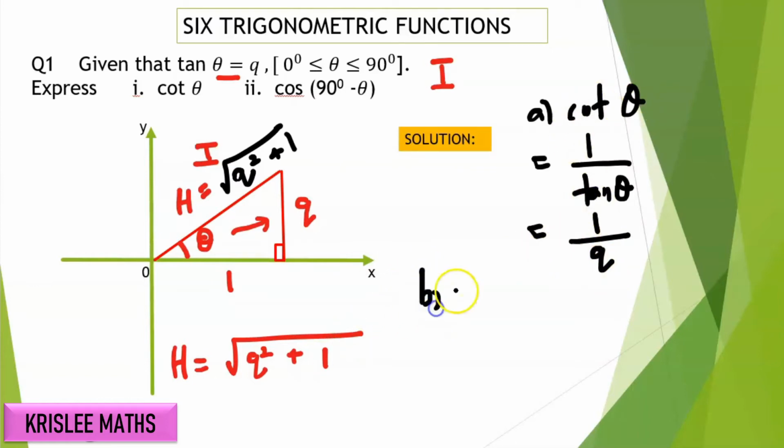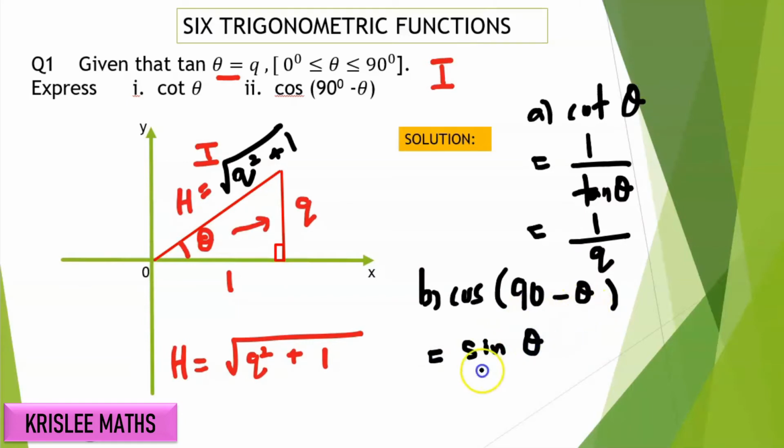For the second question, you are given cos of 90 minus theta. We just learned complementary angles. The cofunction of cos is sine, and the complementary angle of 90 minus theta is theta. So here sine theta equals opposite over hypotenuse. That will be q over the square root of q squared plus 1. With that we have solved question 1.